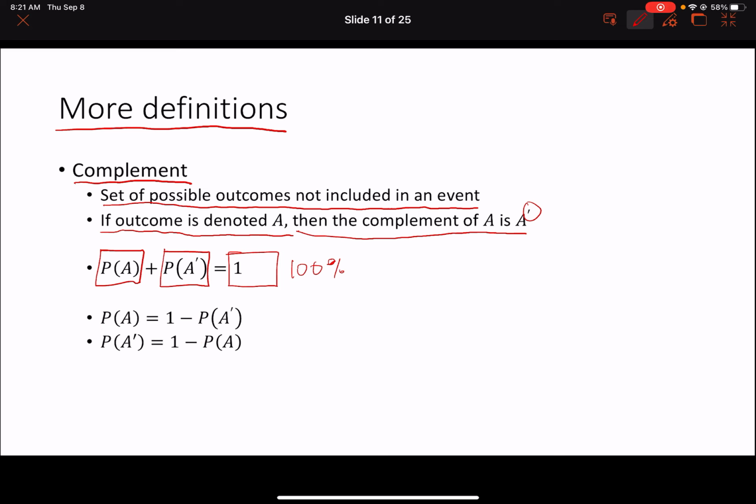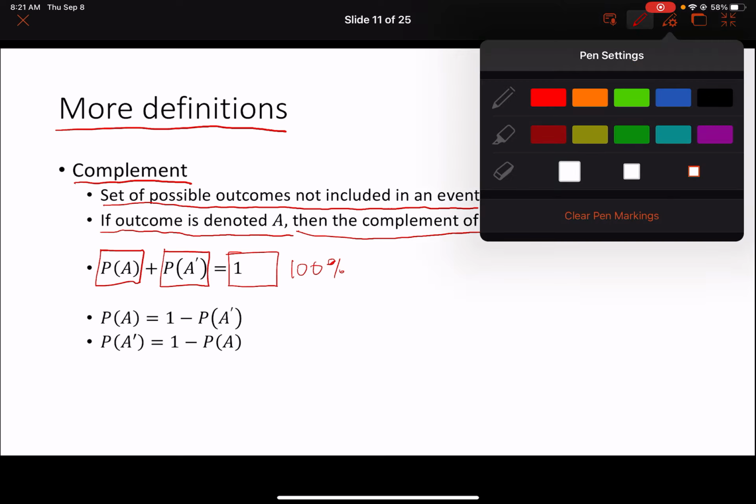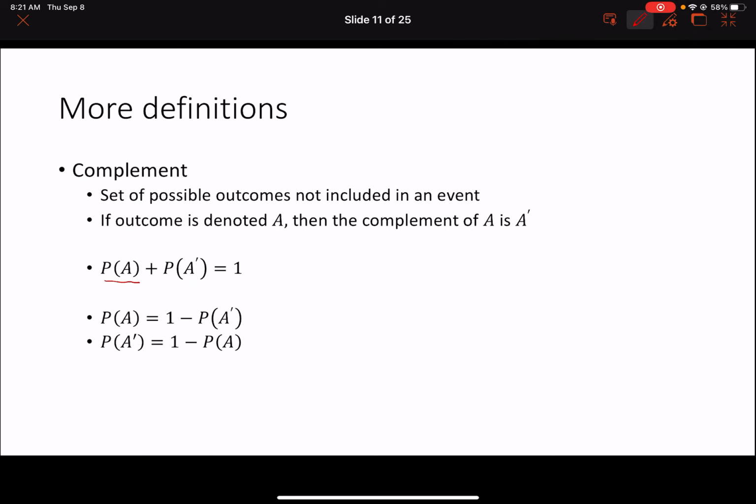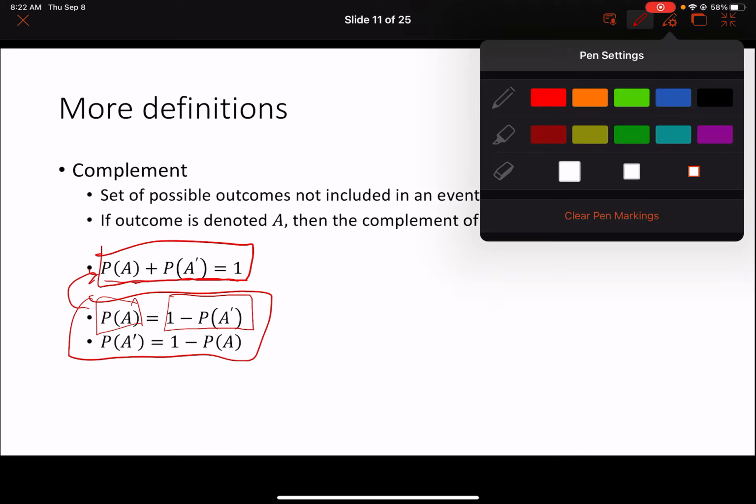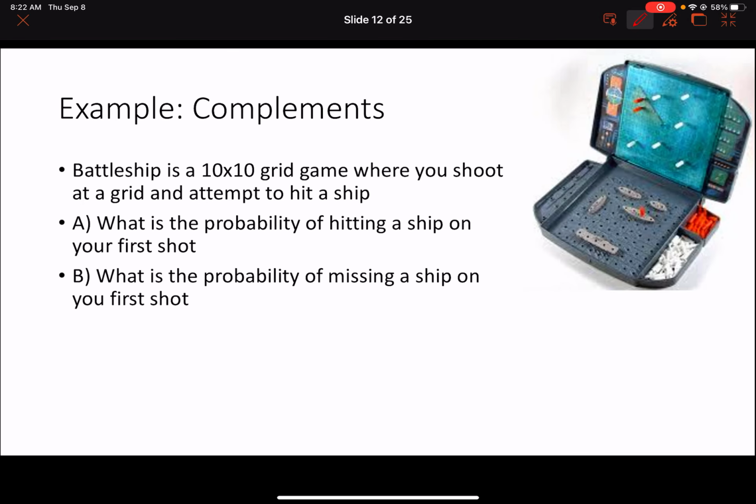And by definition, if that's true, then I can subtract 1 minus P of A prime, the probability of the complement of A. If I subtract it from 1, I can get PA. Okay, this comes in handy. Write all of these formulas down, but this one's enough. These two are derived from that. Okay, so we're gonna do an example of complement.